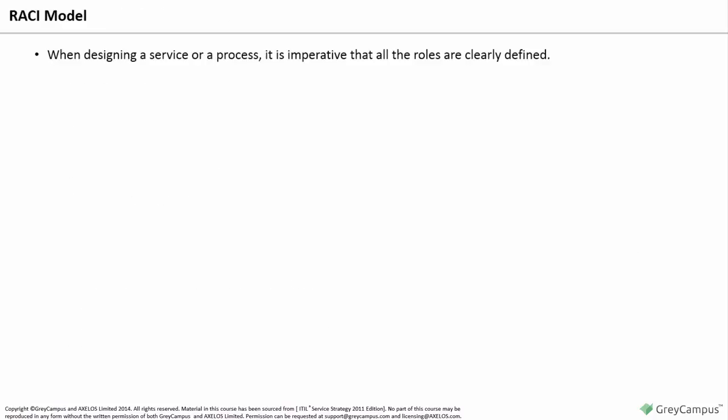When designing a service or a process, it is imperative that all the roles are clearly defined. A trademark of high-performing organizations is the ability to make the right decisions quickly and execute them effectively. Whether the decision involves a strategic choice or a critical operation, being clear on who has input, who decides, and who takes action will enable the organization to move forward rapidly.